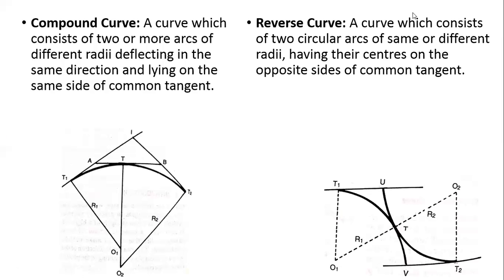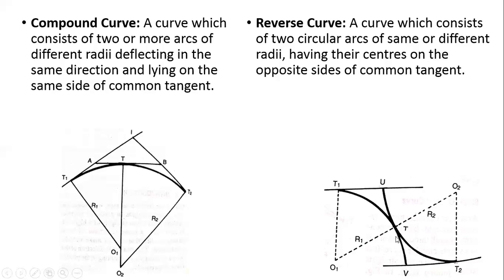We have another type of curve that is called your reverse curve. A reverse curve means a curve which consists of two circular arcs of same or different radii having their centers on the opposite side of the common tangent. Now this is my one curve here, and the second curve is this one. Clear? Now here this is my common tangent. If I draw a line here, this is my common tangent line.